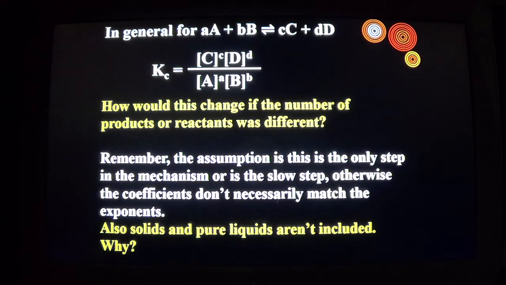Welcome back to part 2 of our general equilibrium notes for AP Chemistry. We left off last time doing a calculation for equilibrium constant, that is capital K. We looked at how you can reverse the direction of the reaction, and what that does is invert the K, and you get your new K.